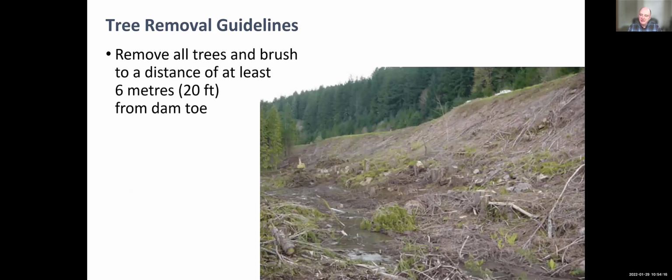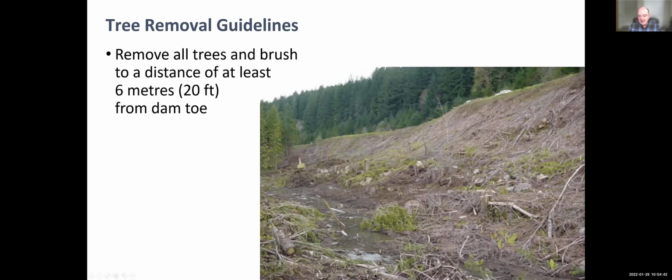Here's an example where you can see this business of that 6 meters, 20 feet, and maybe they've pushed out further than that. Any trees near the toe of your dam and roughly 6 meters beyond should be removed. So it's not just on the embankment itself, but you've got to go a little bit beyond the dam in terms of your tree removal.